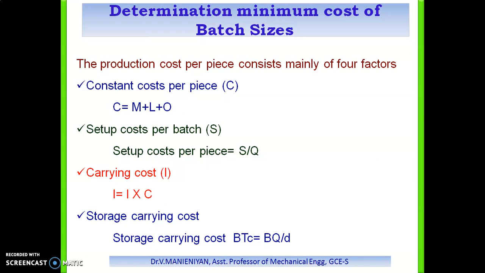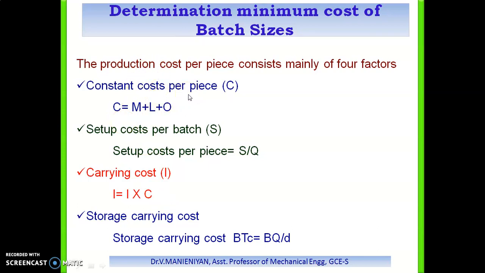Next, we determine the minimum cost batch size. Here we consider that the production cost consists mainly of 4 factors: a constant cost per piece, setup cost per batch, carrying cost, and storage carrying cost. There are 4 factors to be considered, starting with the cost per piece.